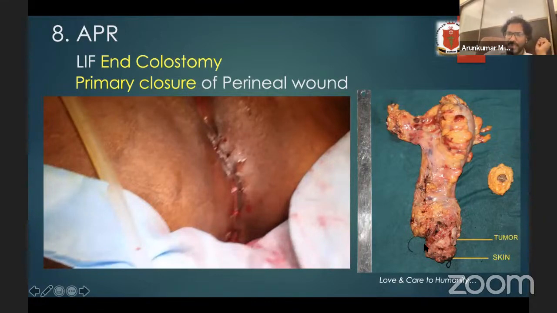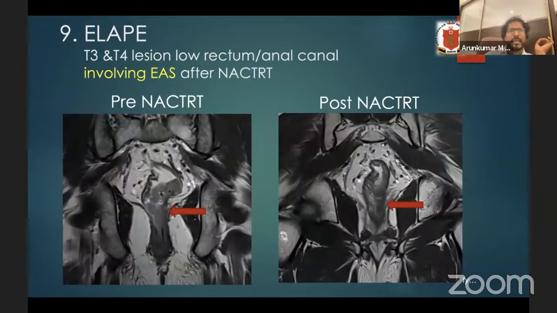So again, when we see the specimen, everything is intact. There can be some amount of wasting at the anorectal junction. It may not be important for an early lesion, provided our CRM is negative. The last item in the list is extralevator APR. Definitely, this is something like an advanced disease, and definitely this is before the neoadjuvant treatment.